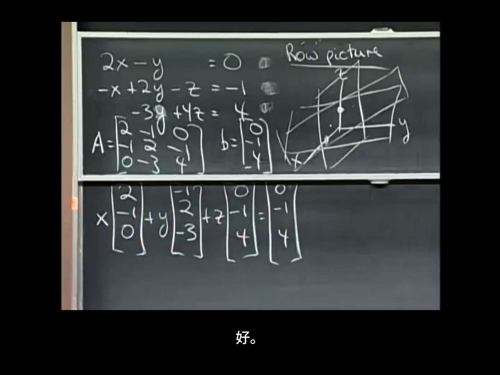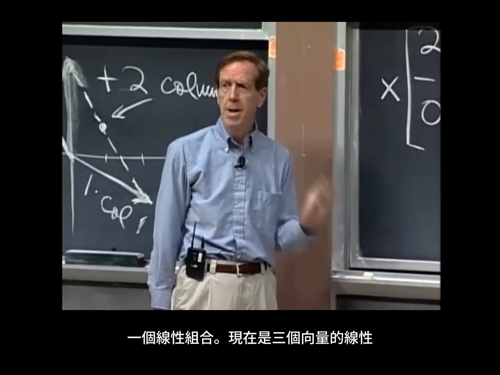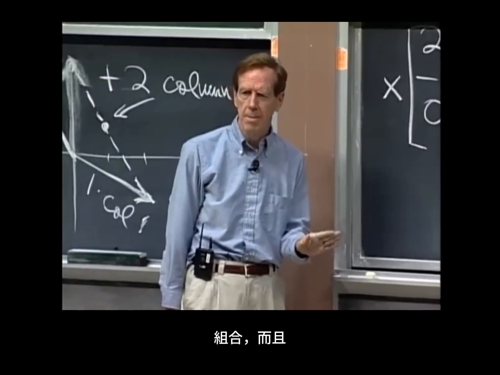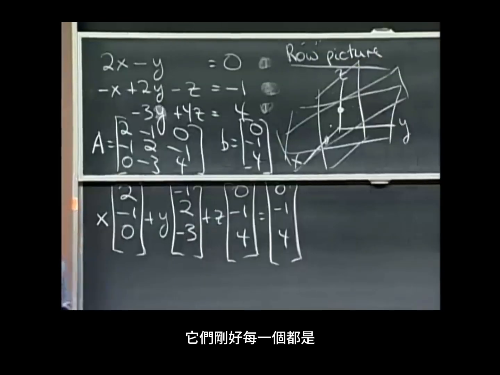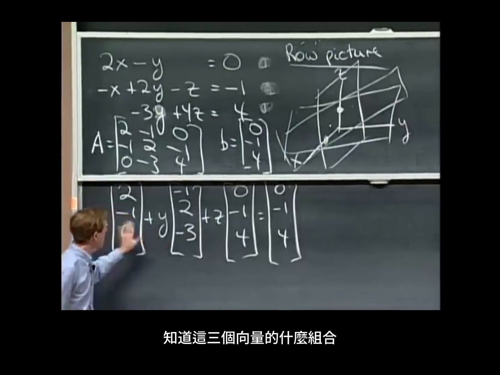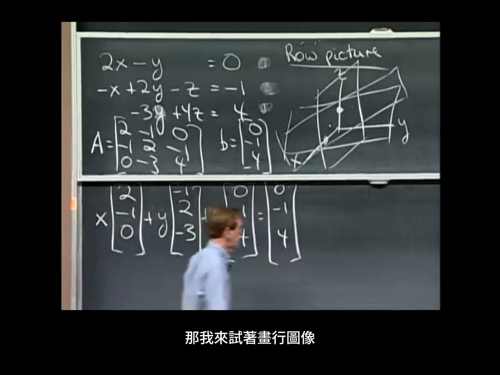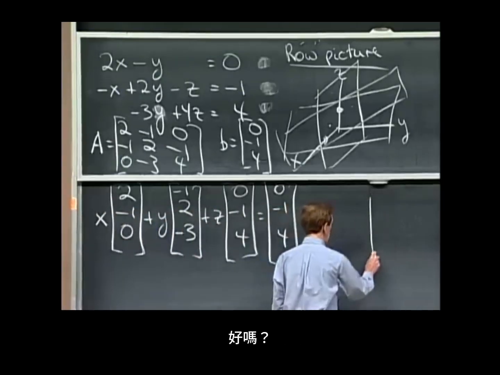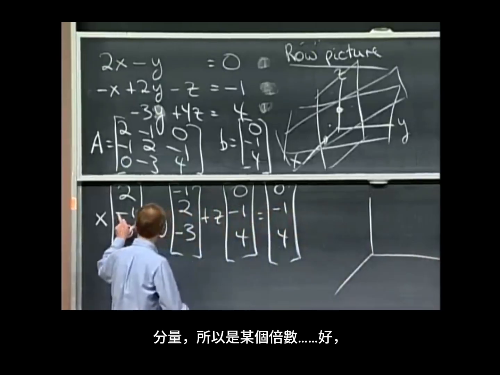Okay. So what have we got on this left-hand side? A linear combination. It's a linear combination now of 3 vectors, and each one is a 3-dimensional vector. So we want to know what combination of those 3 vectors produces that one. Shall I try to draw the column picture then? Since these vectors have 3 components, so it's some multiple.